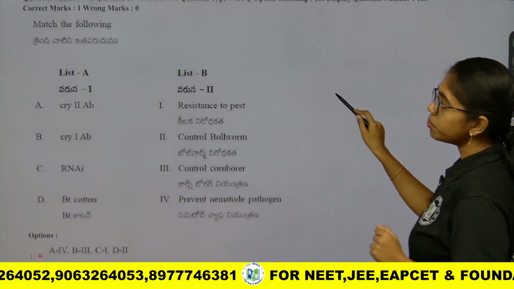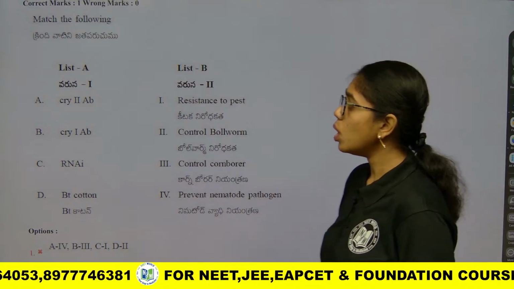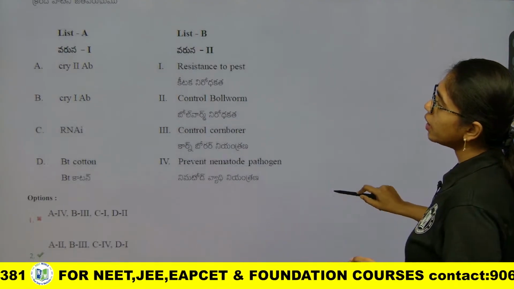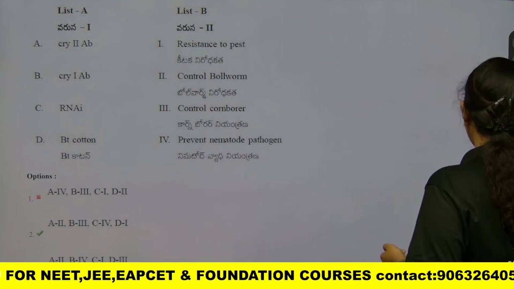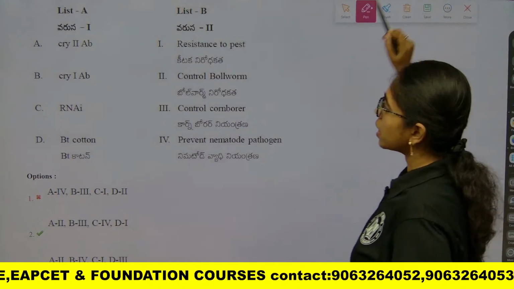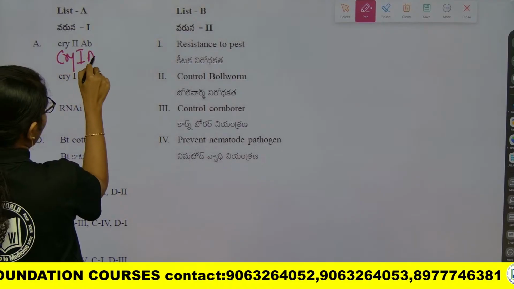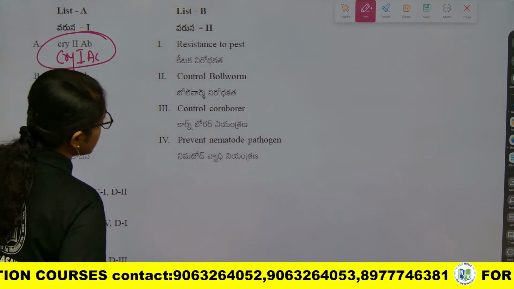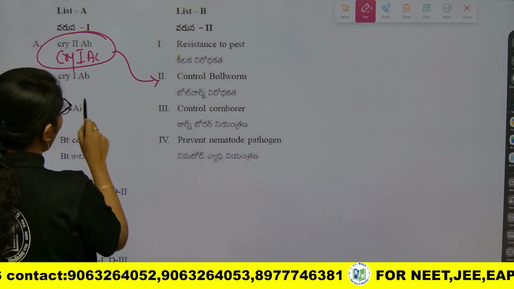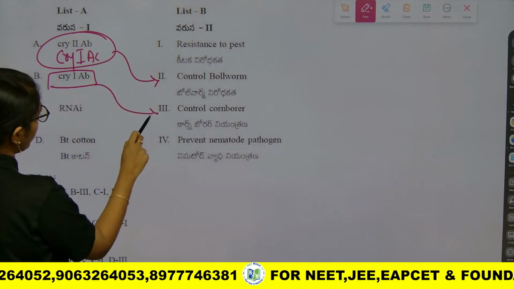This is from strategies only. Many times the questions are asked with respect to Cry1AC, Cry2AB and Cry1AB. So here you see Cry2AB or Cry1AC, they will show resistance to cotton bollworms, and Cry1AB will show resistance to corn borers.